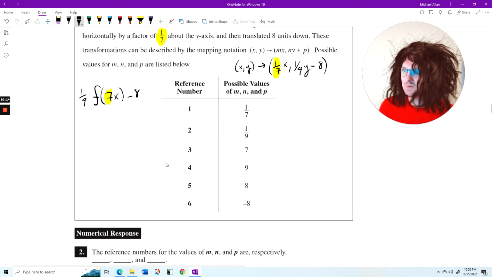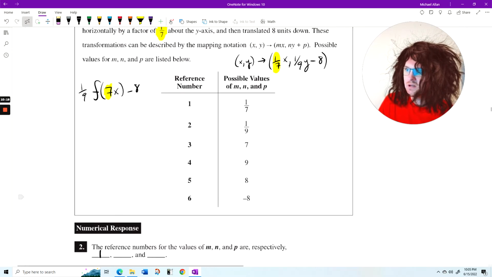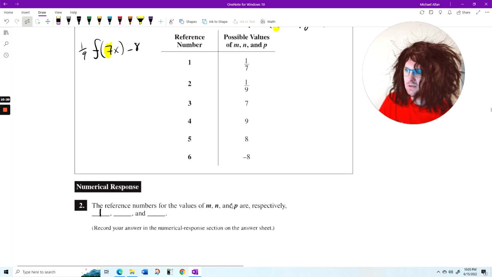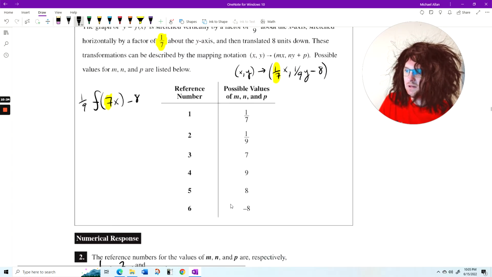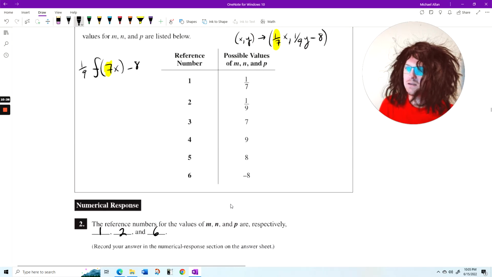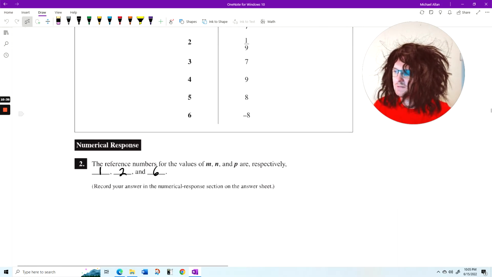So I'm going to have a reference number 1 for M. That's not going to change. A ninth for the other one, so that's 2. And then negative 8 for 6 here. Right. No, because it says plus here. So maybe 8. If it said negative P, then we put just a regular 8 here. But 1, 2, 6. I'm good.